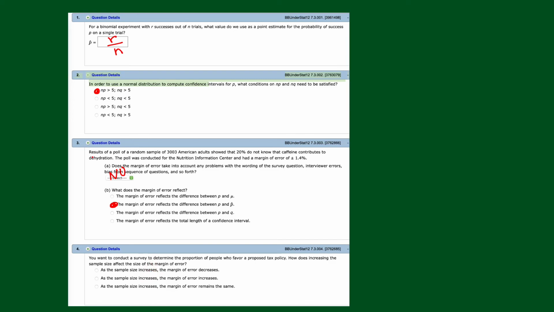So do we have that here? As the sample size increases, the margin of error decreases. I think that's the one we want. What do the other two say? As the sample size increases, the margin of error increases. No, as you take a bigger sample size, you don't get more error. As the sample size increases, the margin of error remains the same. No, I think we're going to go with the very first selection here. There we go. First 4 problems are done.